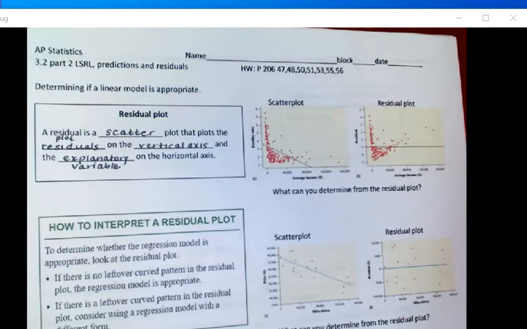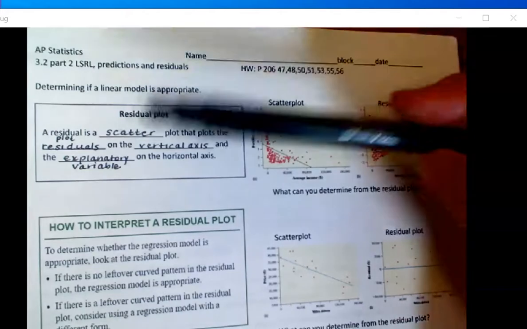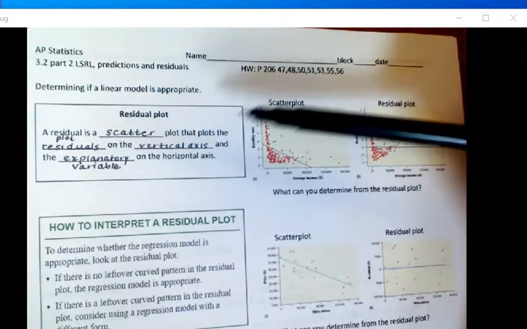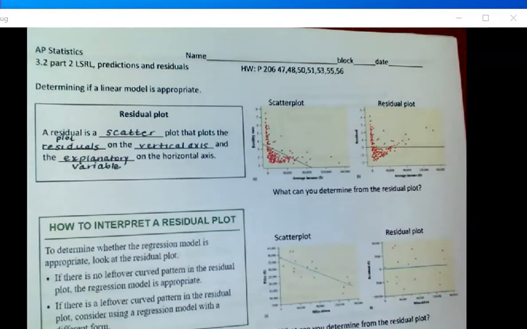So the first thing we're going to do is write down the definition of a residual plot. It looks like a scatter plot. A residual plot is a scatter plot that plots the residuals on the vertical axis and the explanatory variable on the horizontal axis.